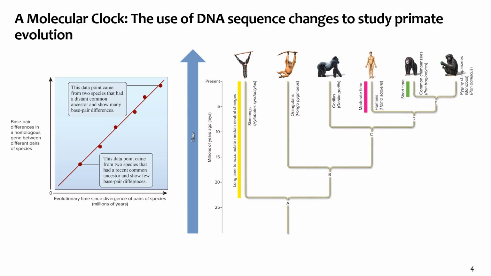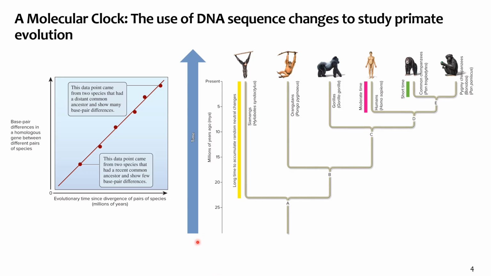So this diagram represents that. This diagram on the left shows the evolutionary time since divergence, so since the split from a common ancestor, and then the number of base pairs difference. And so generally we see as time increases, there's going to be an increase in the number of differences between sequences.